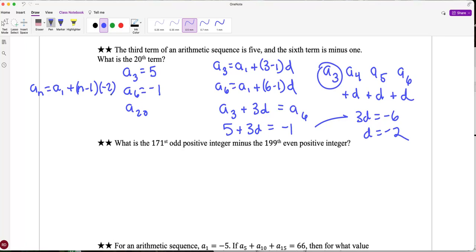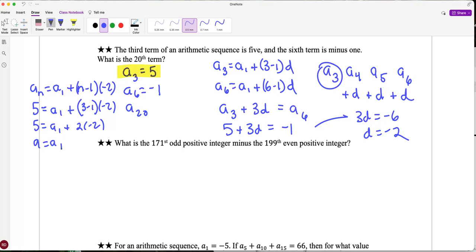Now I know the D, but I don't know A1 at this point. So how could I figure out A1? Well, just use what you know. You know that A3 is 5. So that means that 5 is equal to A1 plus, and so this is A3, so 3 minus 1, negative 2. So 5 is A1 plus 2 times negative 2, that's negative 4. 9 is equal to A1.